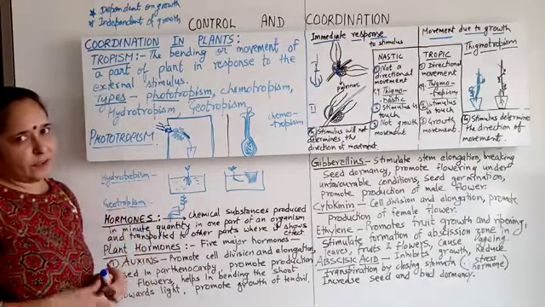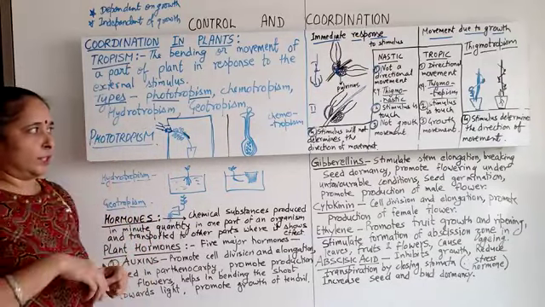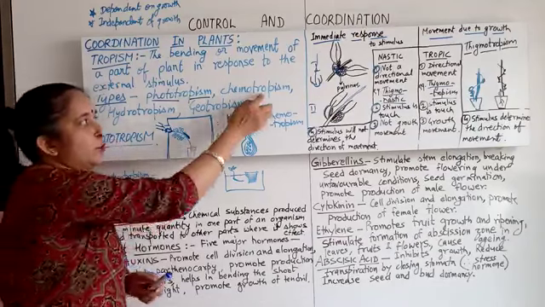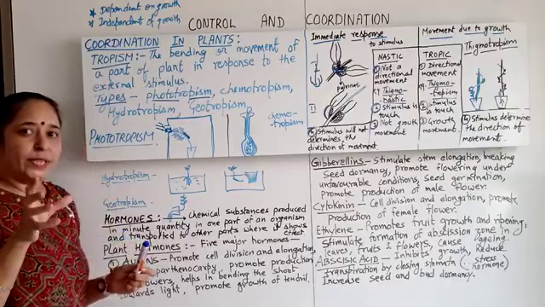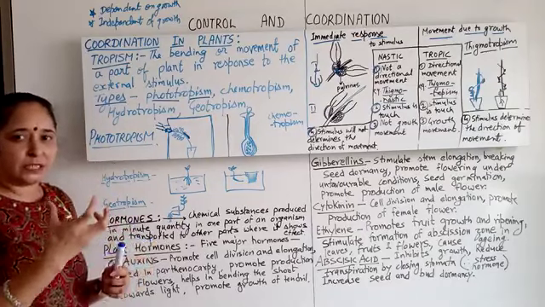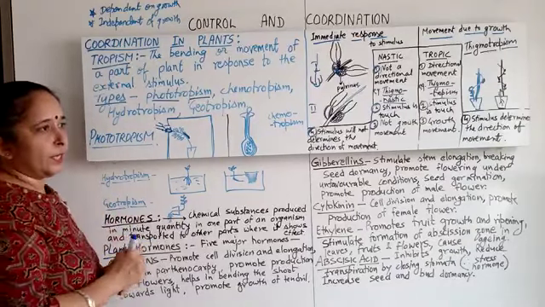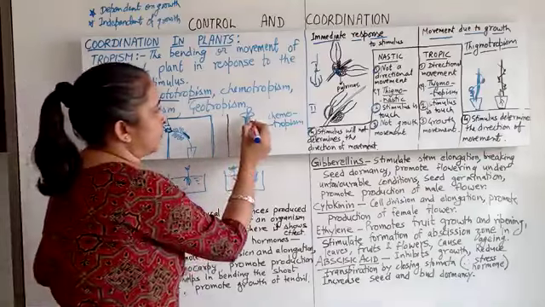This activity is given in your textbook, so you can go through it later on. Fine. Okay, next is chemotropism, which means movement in plants with the help of chemicals. The stimulus is chemicals. Now, here there is only one example of chemotropism.